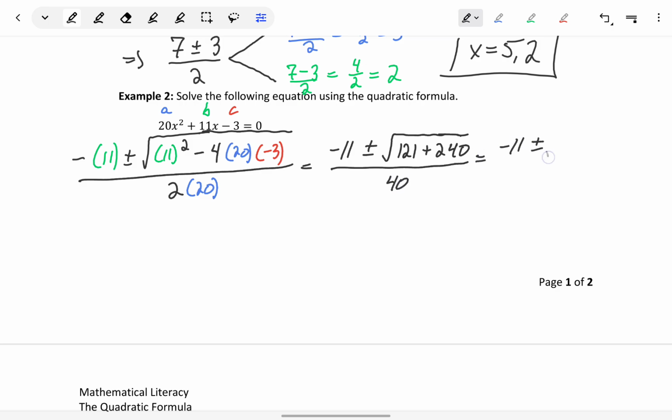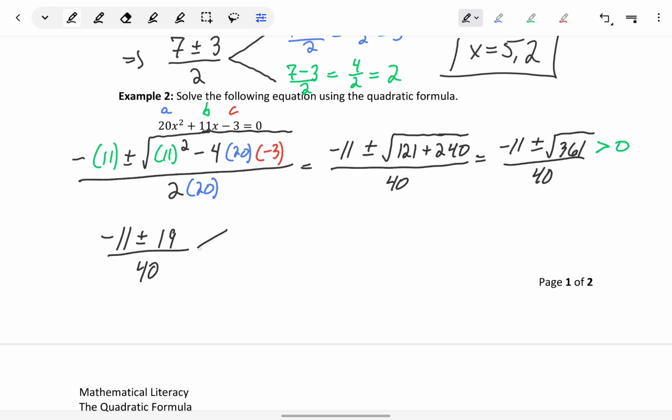Simplifying what we have under the radical, 121 plus 240 would be 361, which is again a value that's greater than 0, meaning we're going to end up with two different solutions in this case. The square root of 361 will come out to be 19. So we'll have negative 11 plus or minus 19 over 40.